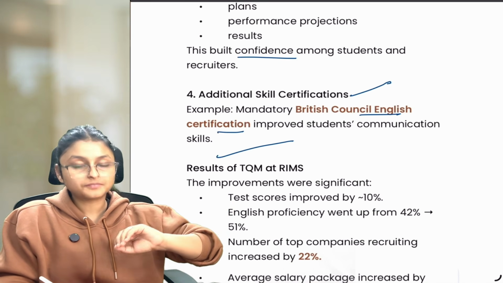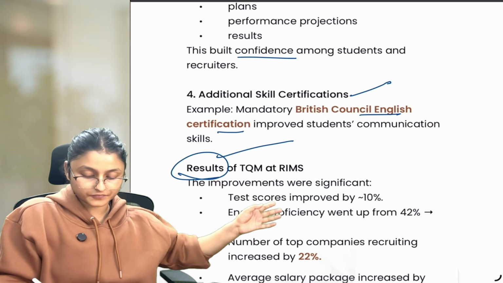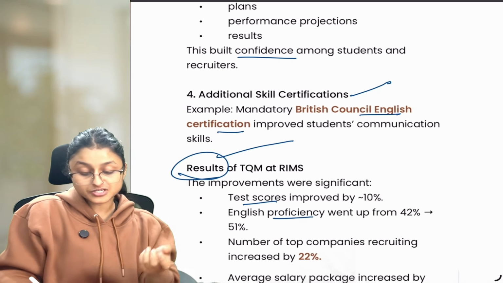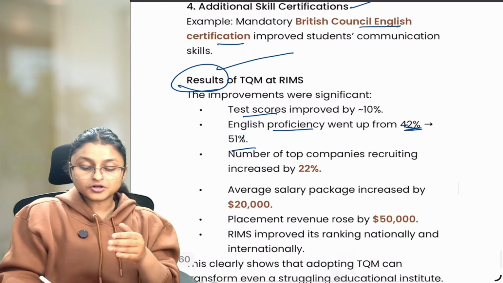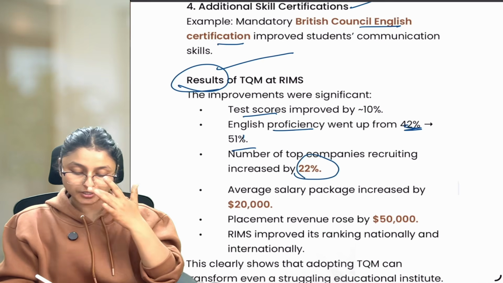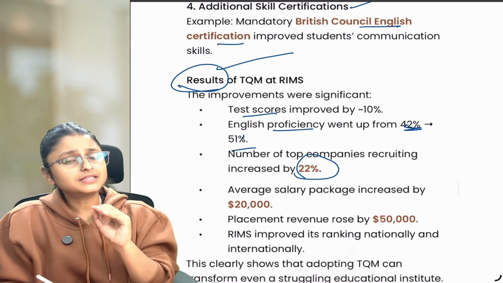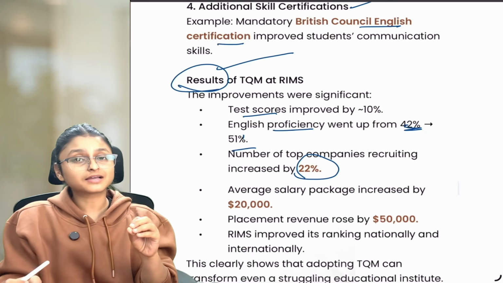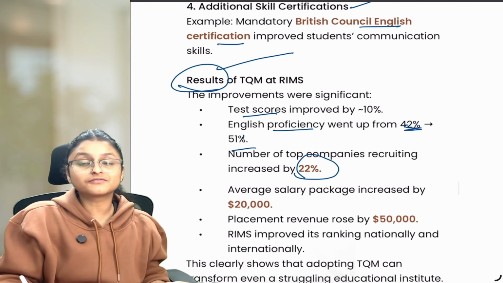Now, after applying all of these, what were the results? The improvements were significant. Test scores improved by 10%, English proficiency improved from 42 to 51%, the number of top companies recruiting increased by 22%, and the average salary package increased by $20,000. Think about it, $20,000 is about 16 to 17 lakh. Average salary package improved from 16 to 70 lakh.